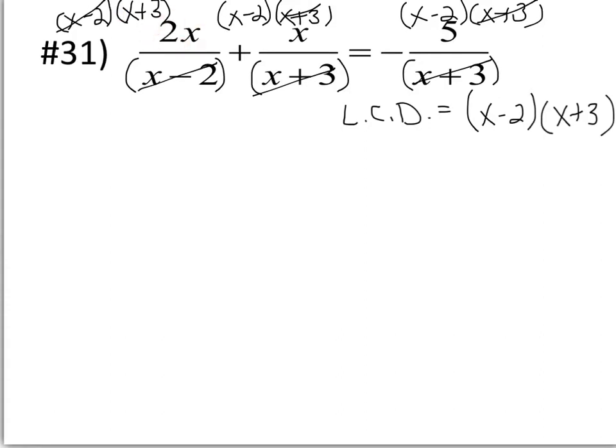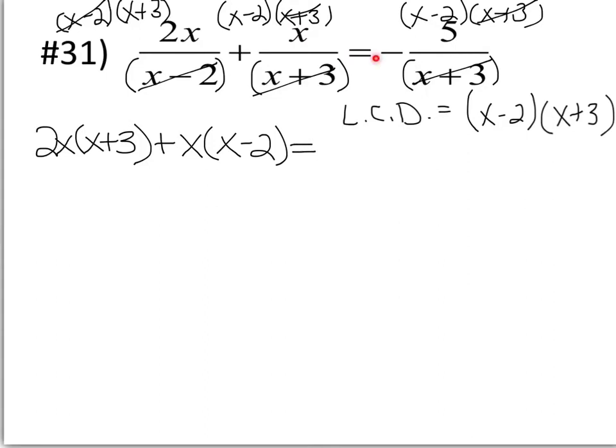We've got 2x times x plus 3 plus x times x minus 2 equals negative, be very careful there, 5 times x minus 2. Okay, so now we're going to distribute.